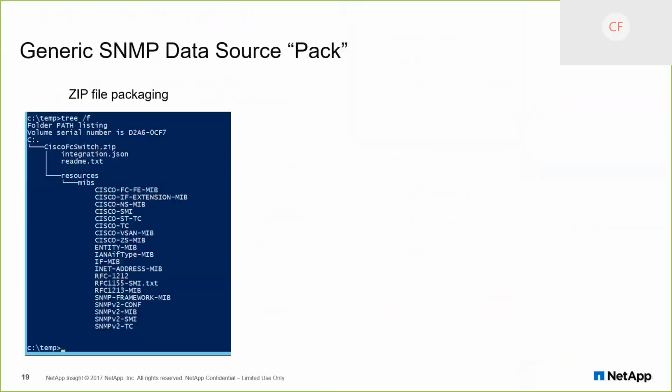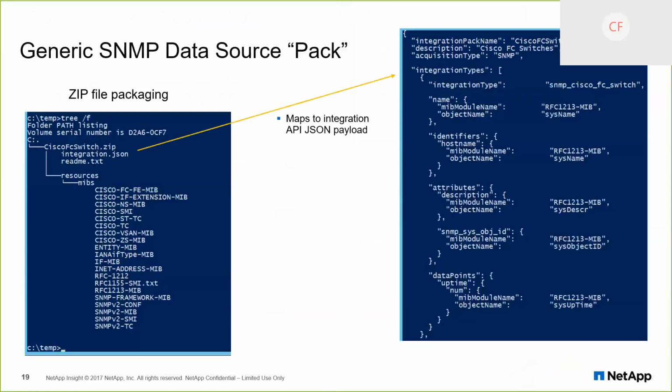This is another view of the packaging, but as you can see, there is a very definite structure to this. The JSON file has to match all the components that you want to monitor, and it has to be in a very specific format as well. Between these two things, these are what make up the so-called integration pack.